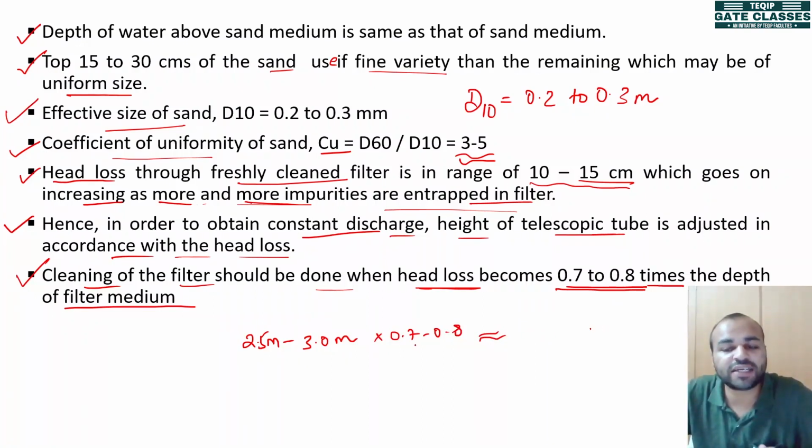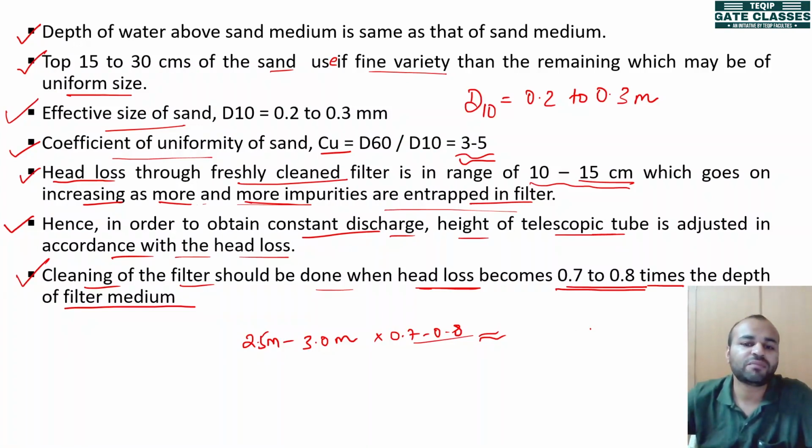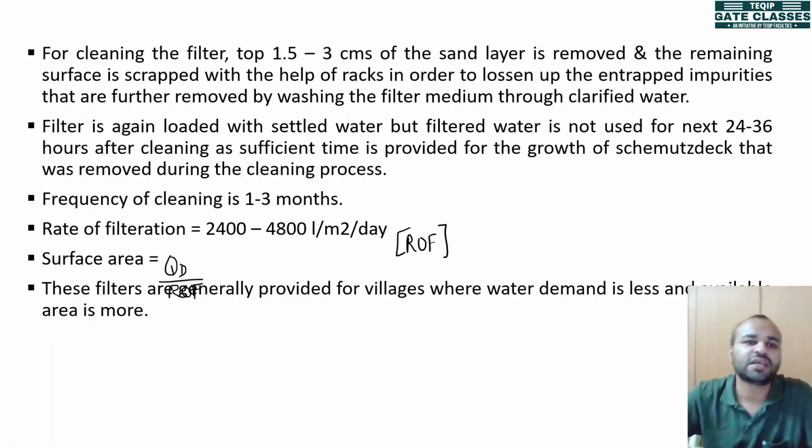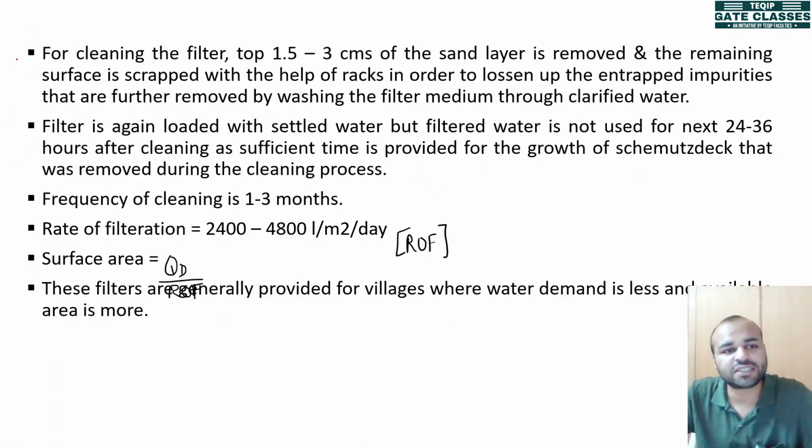Around 70 to 80% of the filter medium depth. When this becomes a head loss, then we proceed for the cleaning process. Now how is the cleaning process done? For cleaning the filter, the top 1.5 to 3 centimeters of sand layer is removed and the remaining surface is scraped with the help of rakes. It loosens up the entrapped impurities that are further removed by washing the filter medium with clarified water.